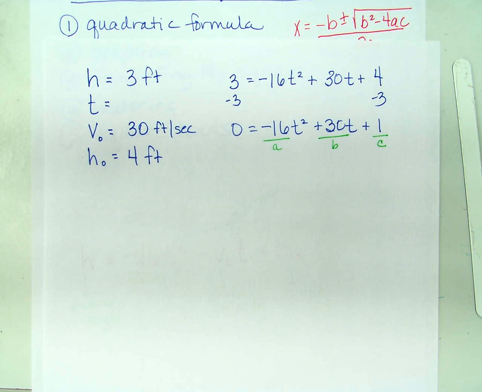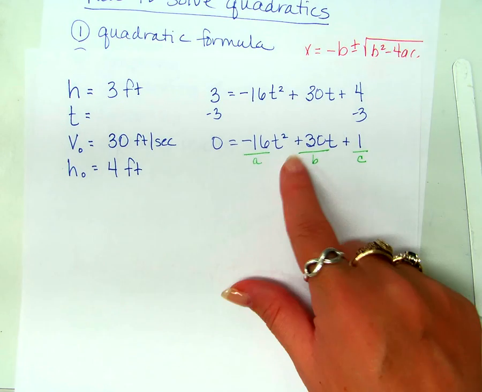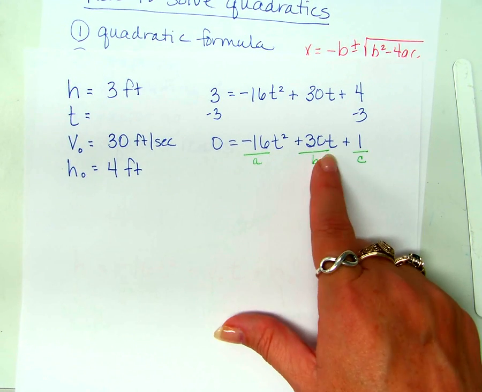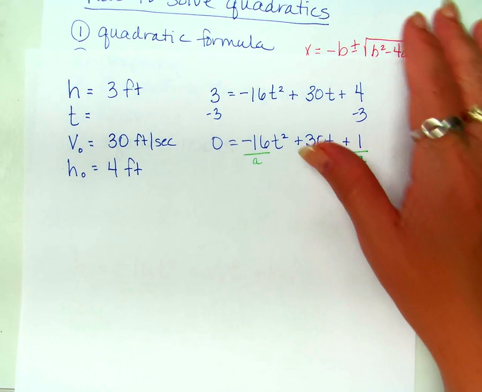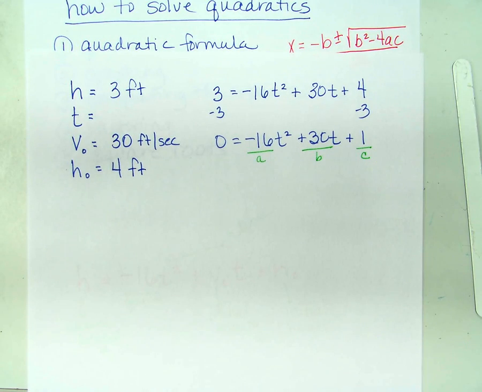Okay? For the record, I had a little struggle today because people are wanting to tell me that A is negative 16t squared and B is 30t. Tell me why that's not quite correct. A is just the constant, isn't it? B is just the constant. It's not the variable, just the coefficient. Okay? So now we need to plug it into our quadratic formula.